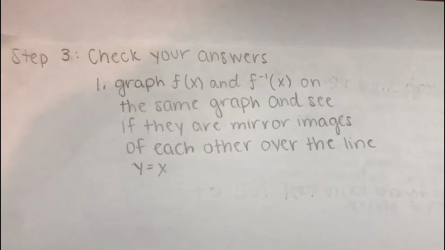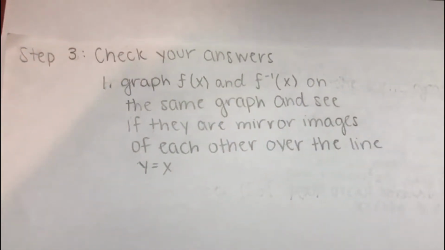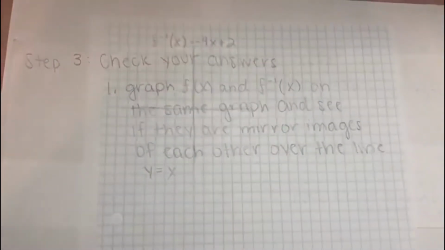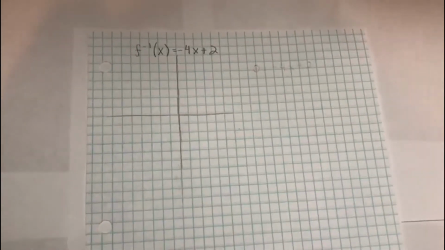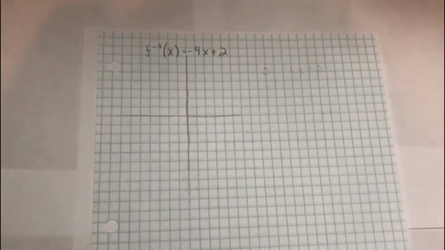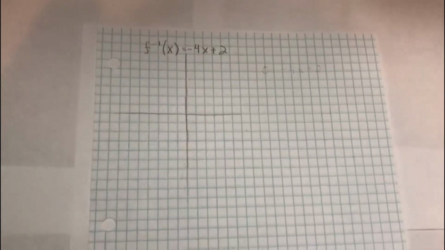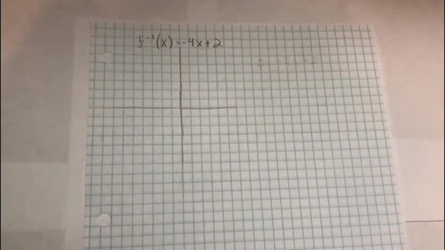For step 3, you can check your answers by graphing f of x and f inverse of x on the same graph and see if they are mirror images of each other over the line y equals x. This inverse function is a linear function. In order to graph a linear function, you must find 2 points on the graph. The easiest points to find are the points on the x and y axis. In order to find these points, you set y and x equal to 0.